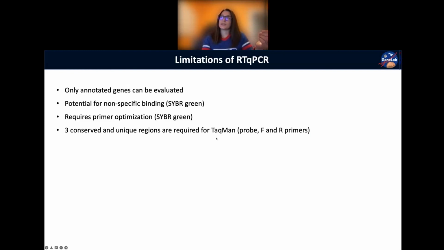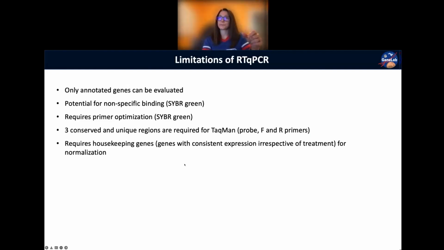If you're doing the TaqMan method, you need to find three conserved and unique regions for the forward primer, the reverse primer, and for your TaqMan probe. I didn't go over this, but I should have. In order to control for the amount of starting material that you added for each sample, you also always look at a housekeeping gene, a gene that you know is not going to change in expression between your samples. That way you can use that to normalize your data to control for your starting material. And so you do need to know those housekeeping genes as well.